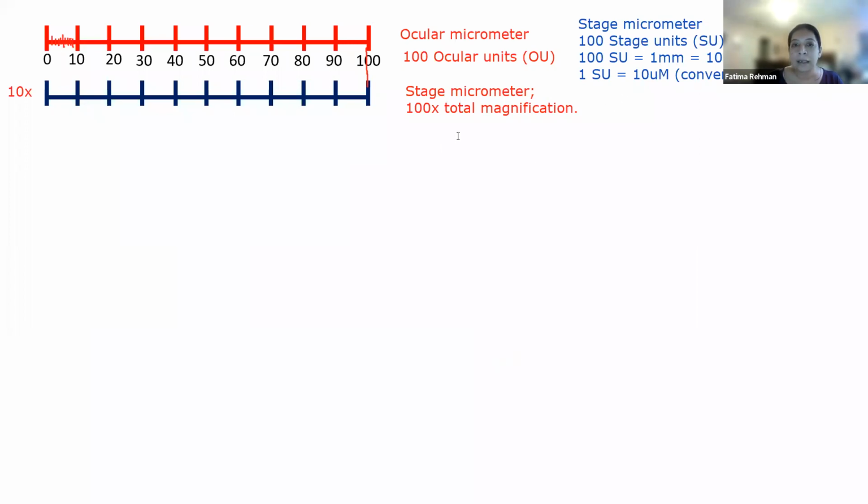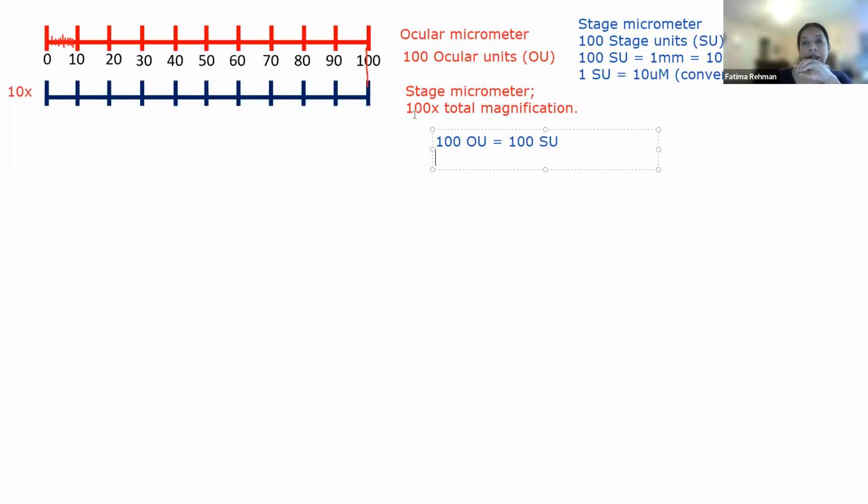And to solve it out, I will make an equivalency, right? I'm making an equation that puts one next to the other. So 100 ocular units, which is the length of the entire ocular micrometer, are equal to how many stage units? In this case, 100, good job. So it is equal to 100 stage units.